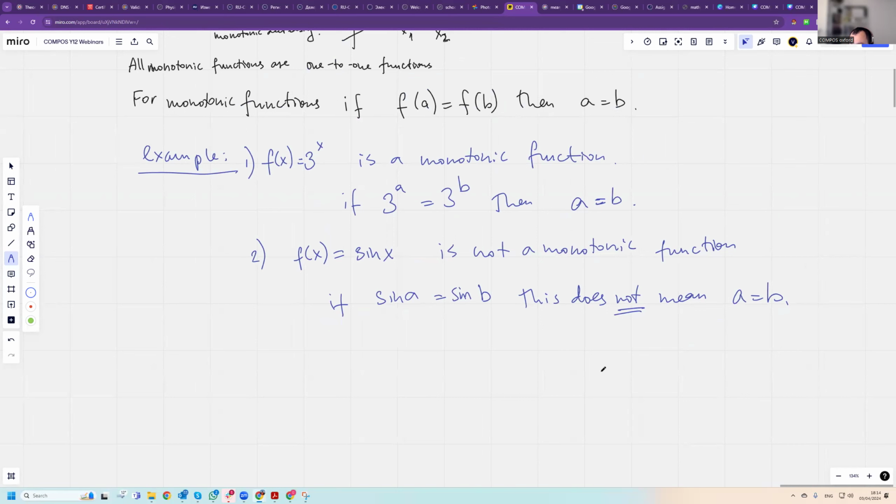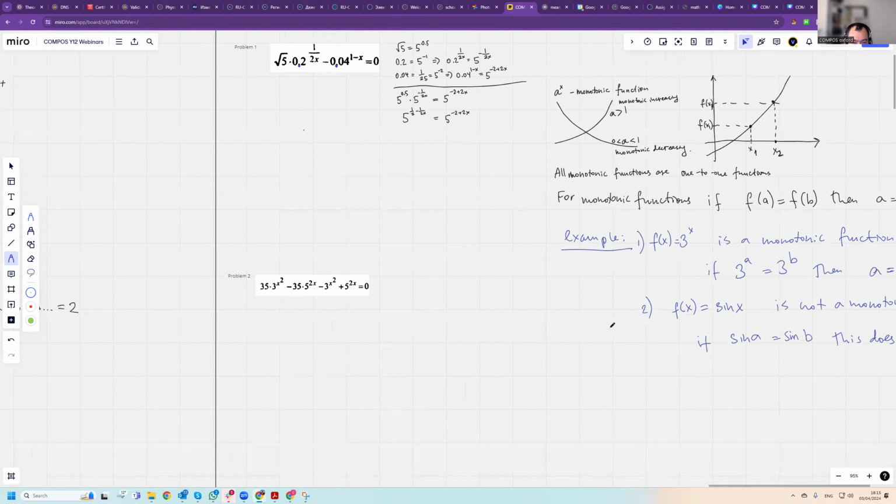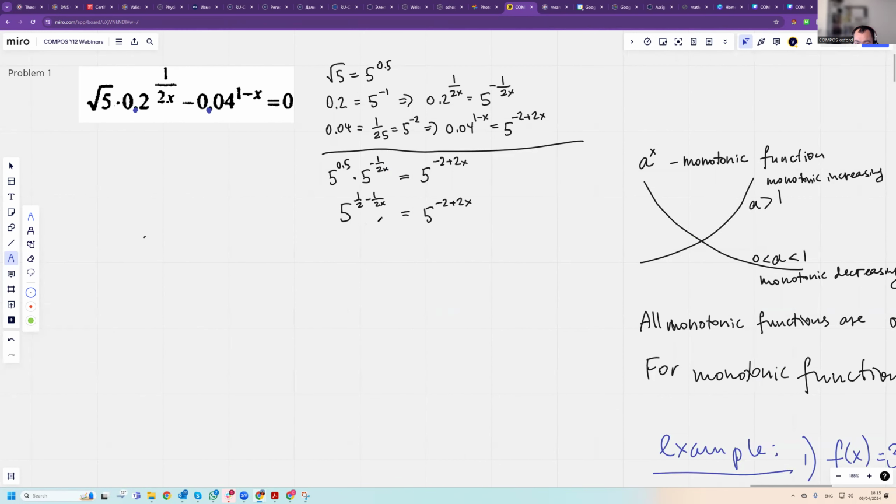Do you understand what I'm talking about? On a scale of 0 to 10, please. Oh, lovely. Lots of 10s. Excellent. So because 5 to the power x is a monotonic function, therefore if 5 to the power that is equal to 5 to the power that, then necessarily 1/2 minus 1 over 2x has to equal minus 2 plus 2x.